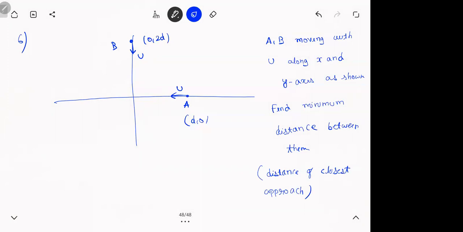Can they meet? If they meet, then 0 will be the answer. See now, by the time A comes here, B is still here. The distance is double. So when A crosses here, B will come here. So they can't meet, isn't it? The only place where they can meet is the origin. They can't meet at the origin. The distances are not the same, even though the speeds are the same. So that means there is a minimum distance between them. And how much is that? Try.